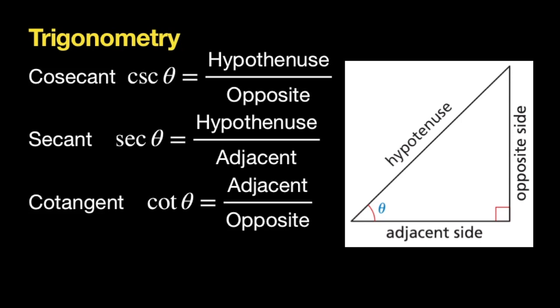Oftentimes you're going to see this as cosecant is going to be 1 over sine. Secant is 1 over cosine. And cotangent is going to be 1 over tangent. The reason that they write it like that is because the fraction is just going to be flipped. We're going to go into how the trigonometric functions are applied in the unit circle.